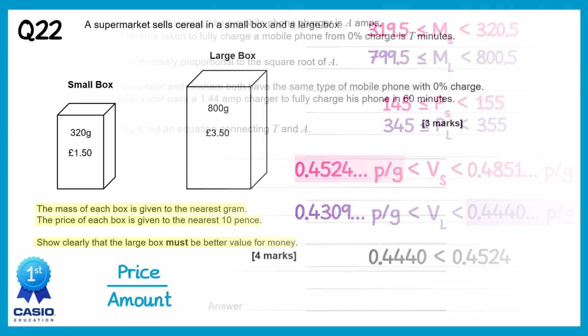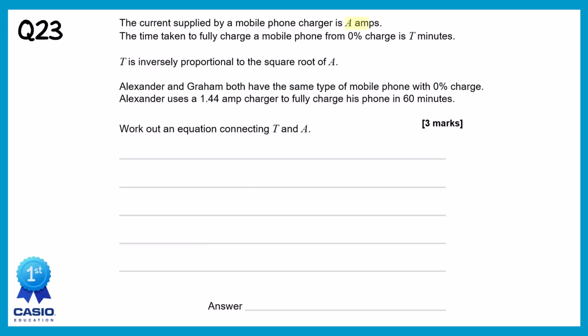In this next question, we have a charger which charges at 8 amps, and the time it takes to charge is t minutes. We're told that t is inversely proportional to the square root of a, which means we can write down a formula. T equals k, which is some constant, divided by the square root of a. We're also told that Alexander uses a 1.44 amp charger to charge his phone in 60 minutes. We can substitute these values into the formula.